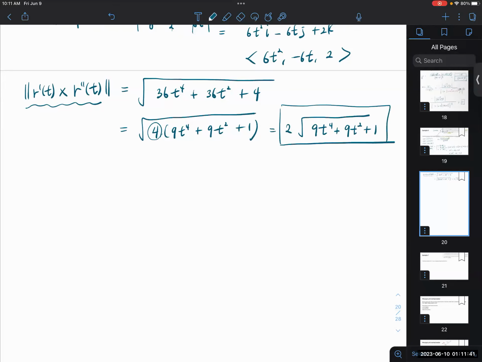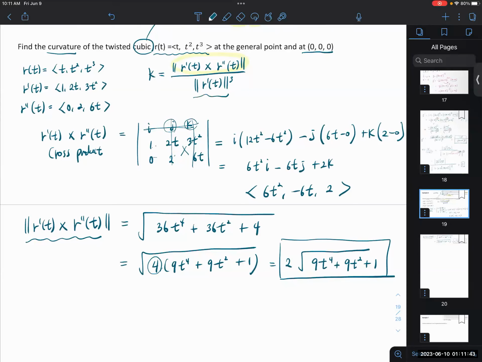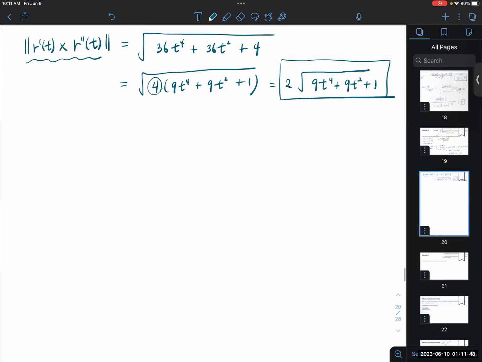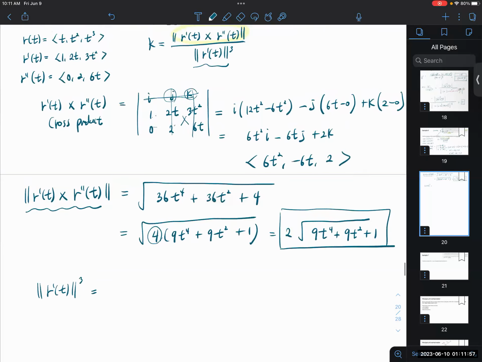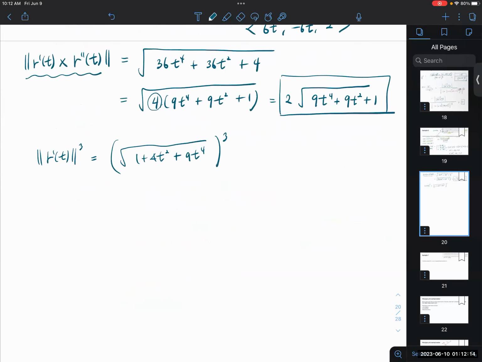Now let's work on the denominator, which is r prime magnitude to the third power. So r prime t magnitude to the third. So what is the r prime? We have it, which is a 1. So I'm going to do the magnitude of 1 plus 4t second plus 9t to the 4, and to the third power. Am I correct? So you're going to do that. So that's what it is.